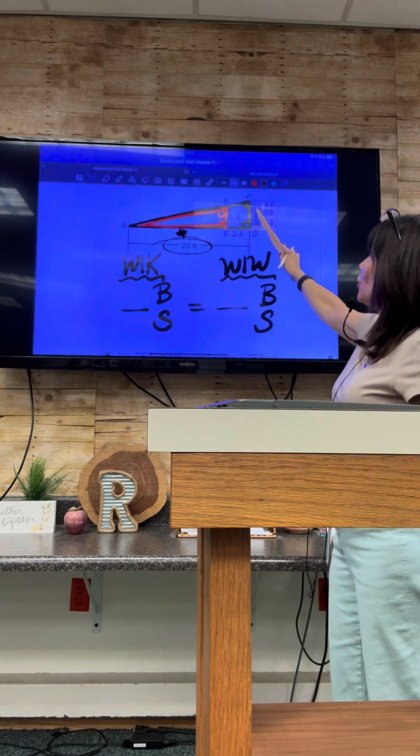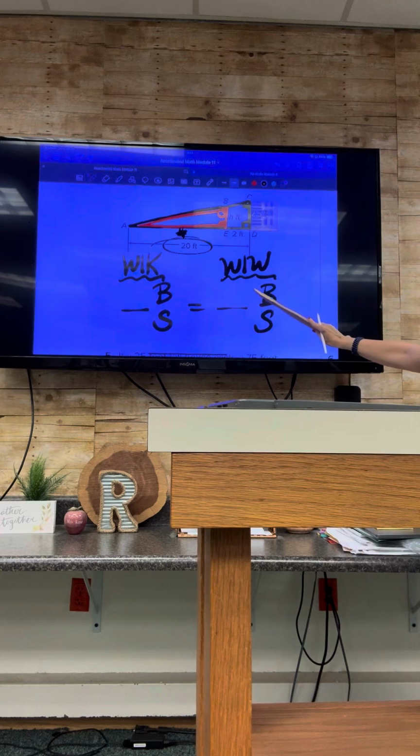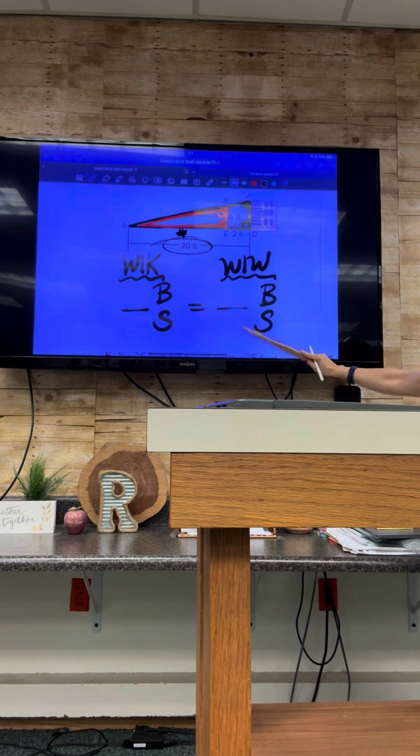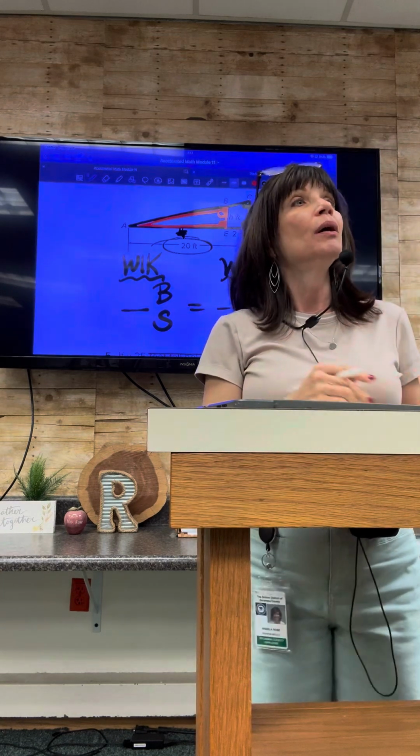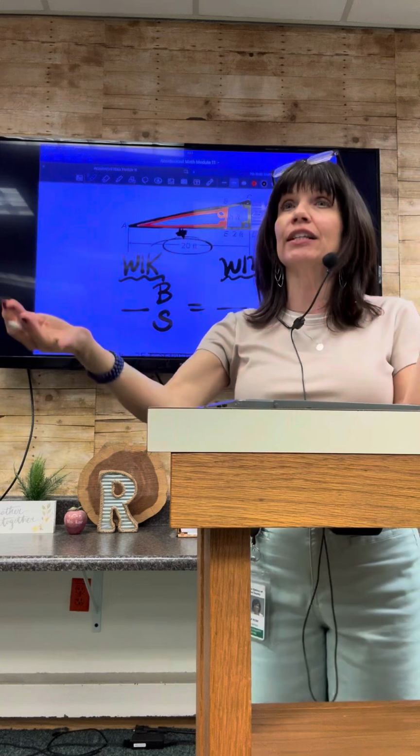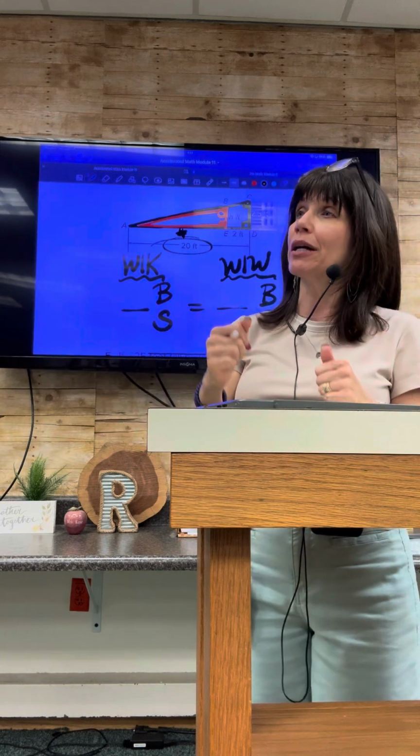Okay, so 2.5. Are you putting that in front of B for big triangle or in front of S for small triangle? B for big triangle. Then obviously you will what? Cross multiply, divide by lonely number.